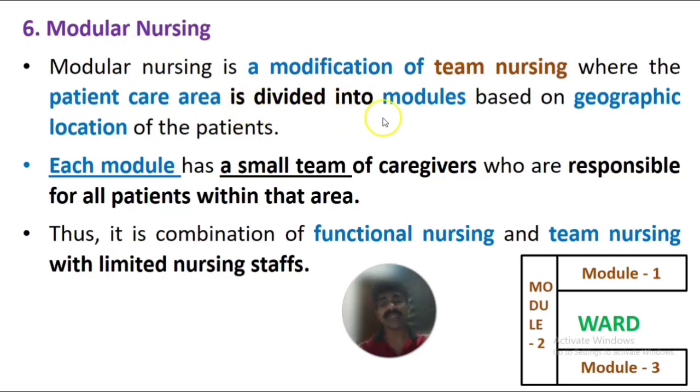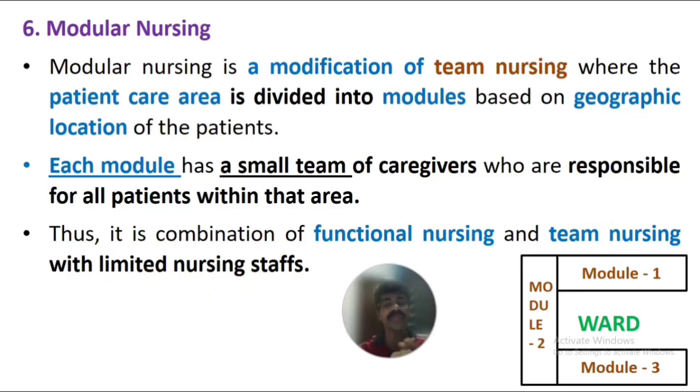Here the patient area is divided into modules based on the geographic locations. So it makes it easier to render the services. Thus each module has a small team of caregivers or staff nurses who are responsible for all patients within that module. Thus it is a combination of functional nursing and team nursing with limited nursing staff. So here also we apply functional nursing in each team's members. So modular nursing is a combination of both functional nursing and team nursing with limited nursing staff.